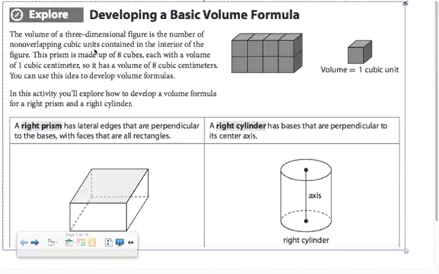With the definition for a right cylinder and the diagram, please note this vocabulary because it will come into play a little bit later. The axis is the segment that is connecting the two centers of the cylinder, and in a right cylinder, that axis is perpendicular to the two bases.